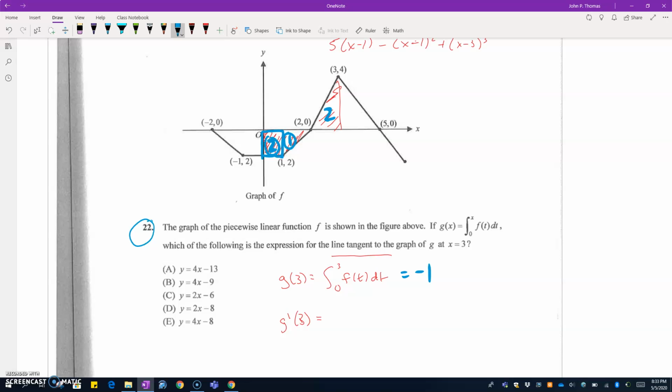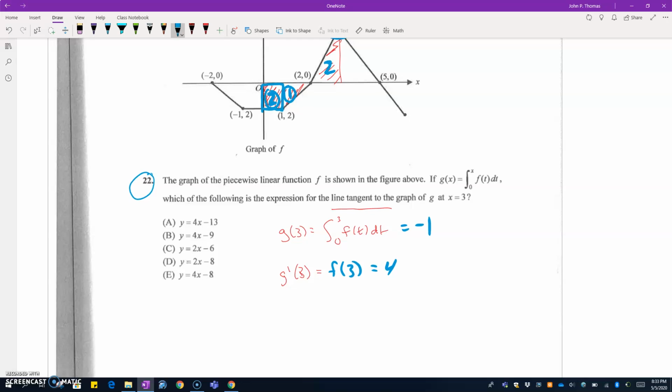So the derivative of the integral, we really just get f of x back, so we're really looking for f of 3. All right, if I go over to 3, I end up at 4. All right, so that's 4. So now I want to write the equation of the tangent line.